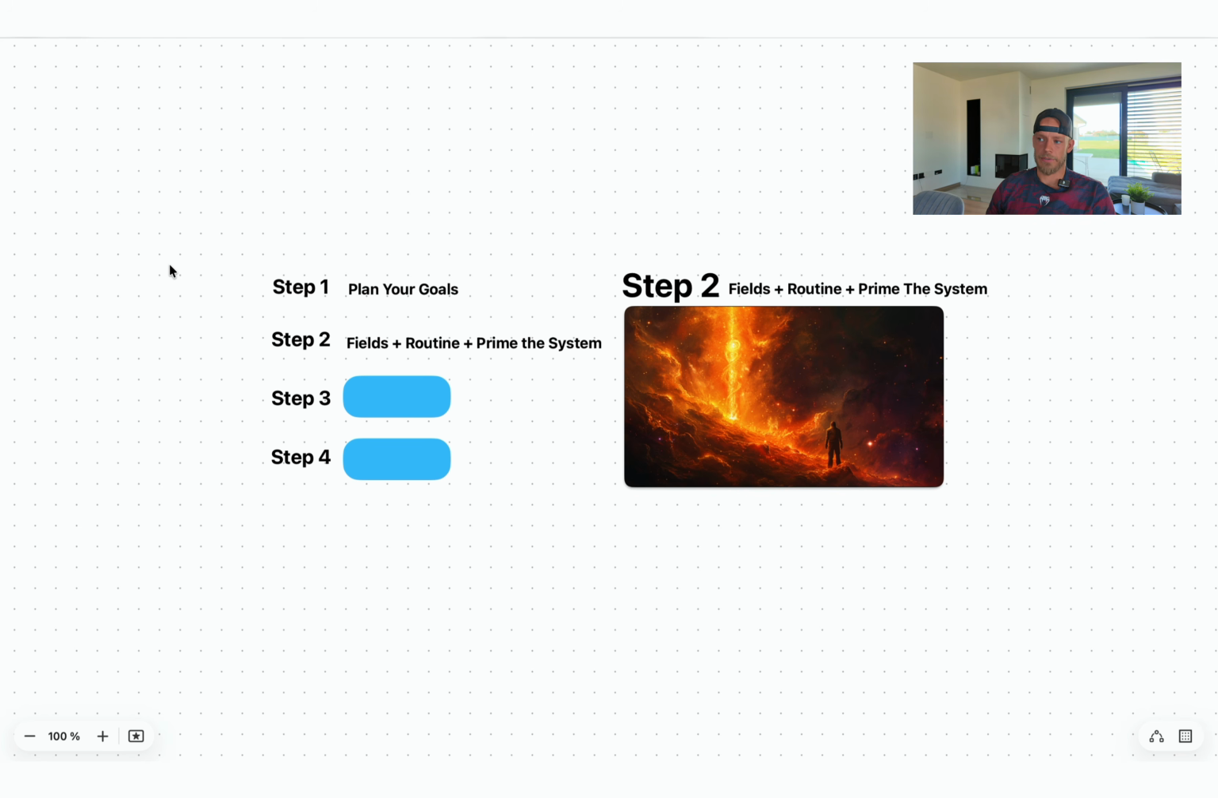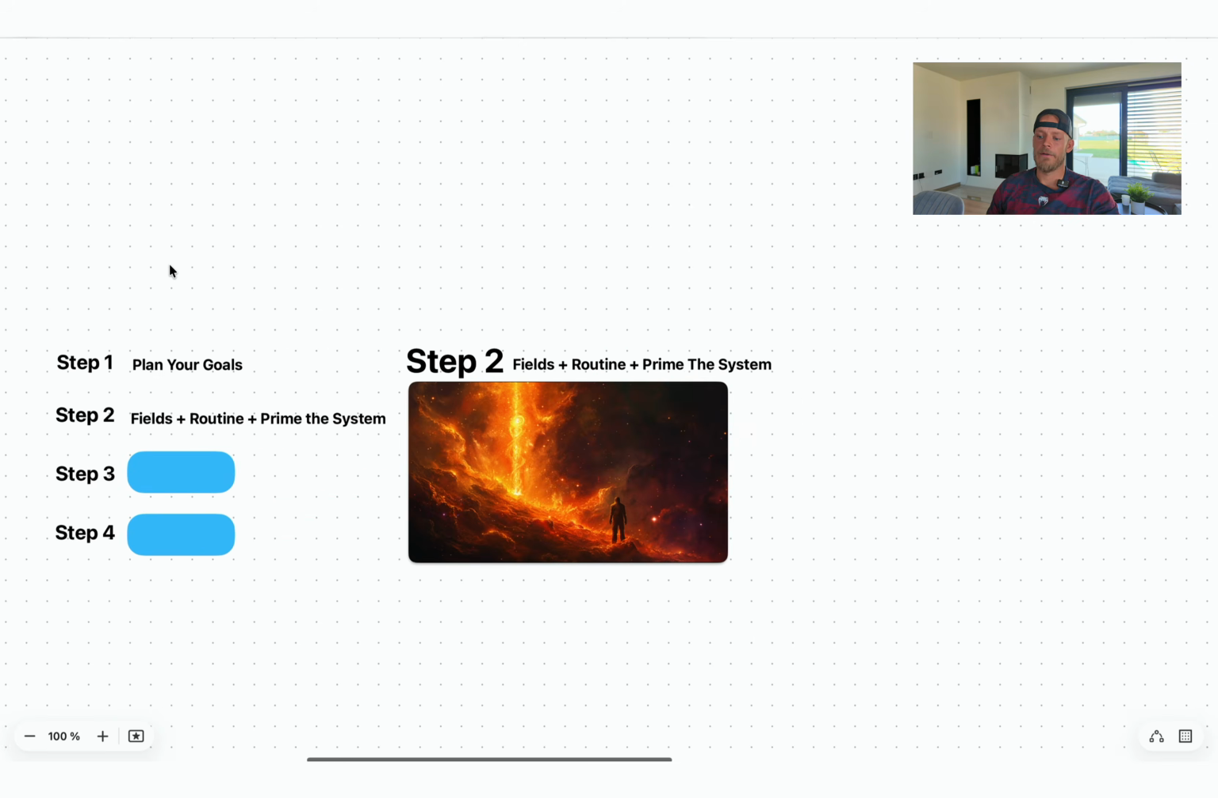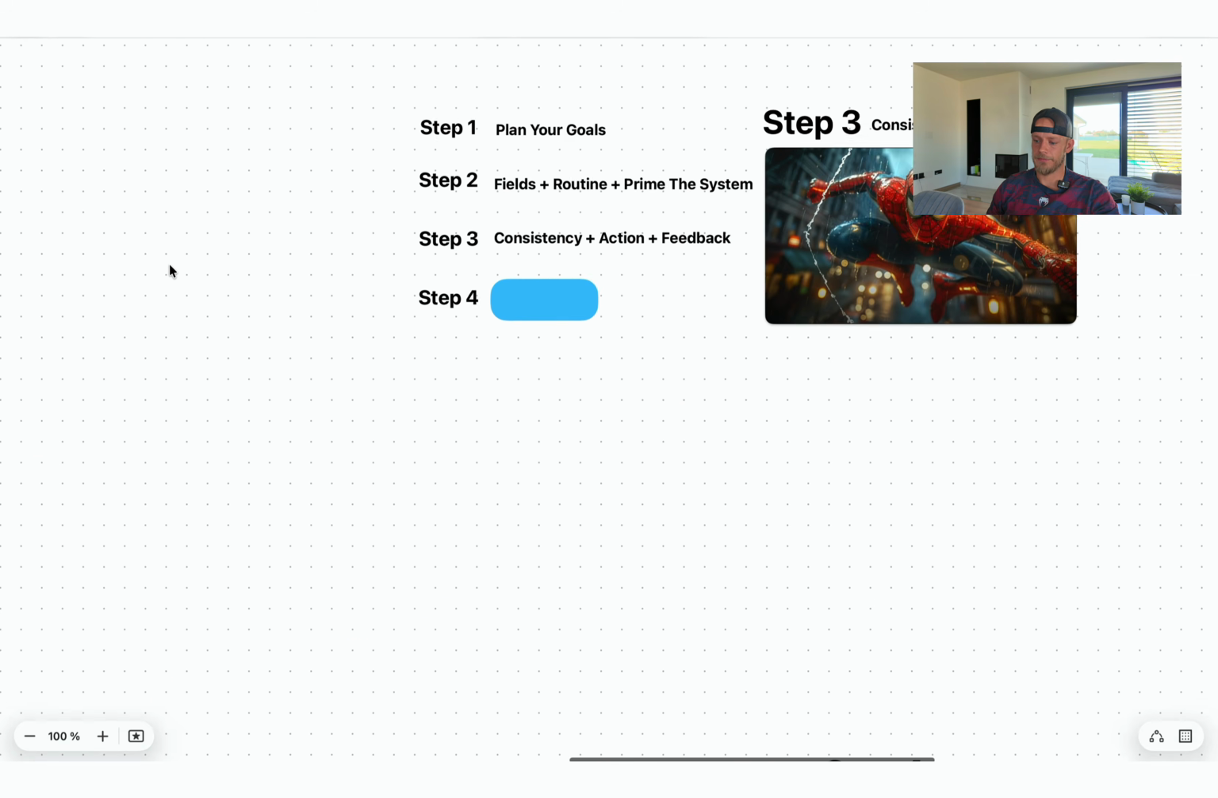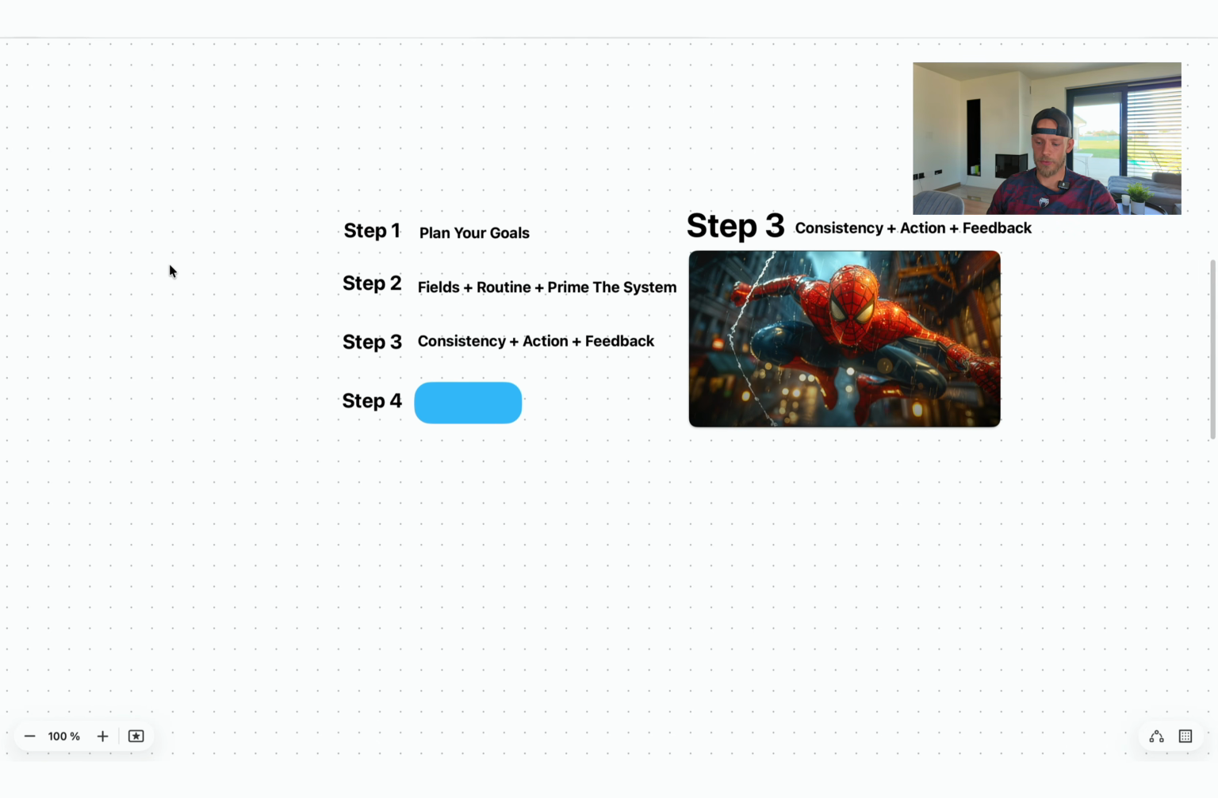So this is what I mean by priming the system. Start with topics that are easier to achieve, and if you have previous success, then over time it will be easier and easier to build momentum with making changes faster and easier. Let's go to step number 3. Step number 3 is consistency, action, and feedback.